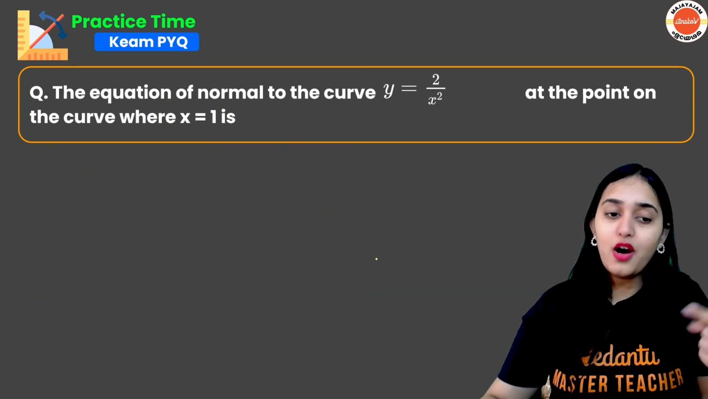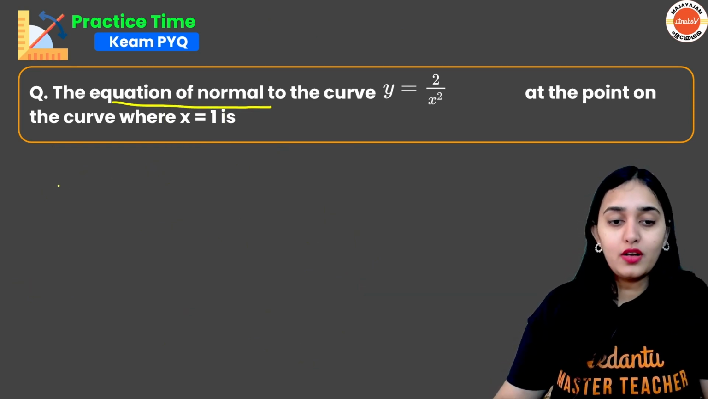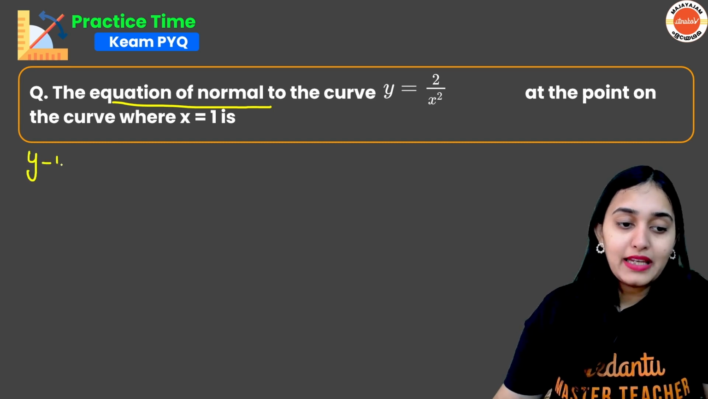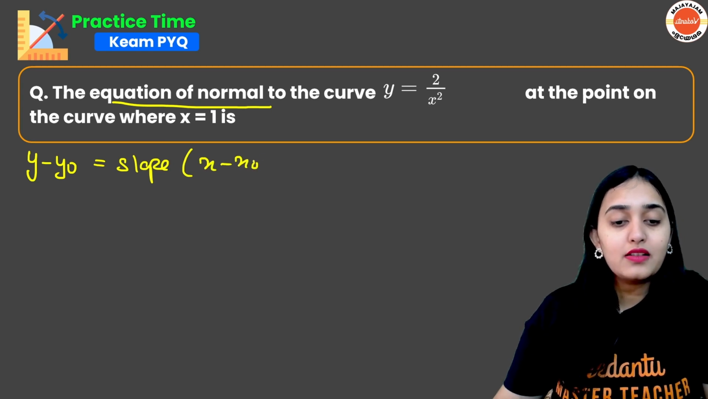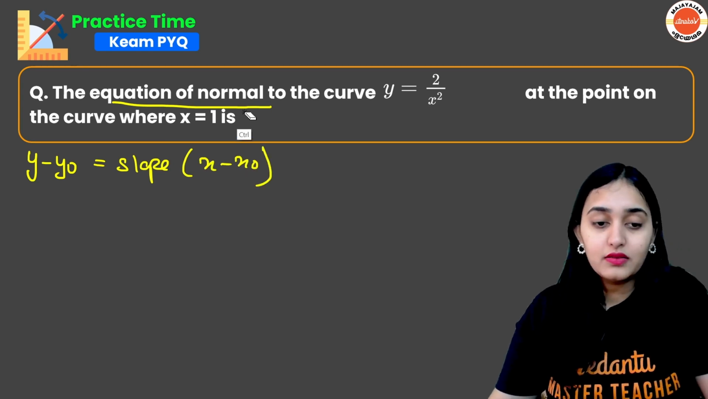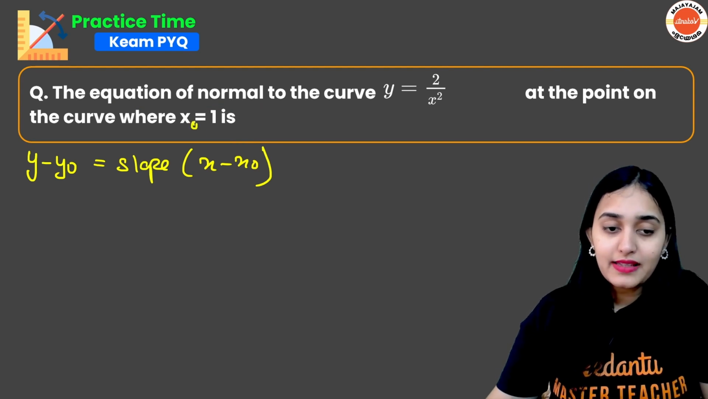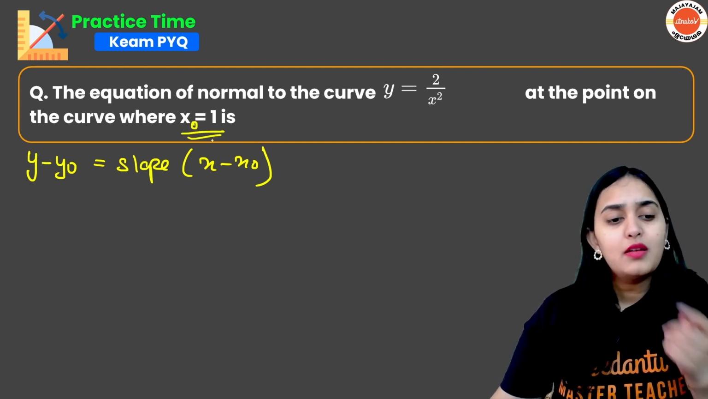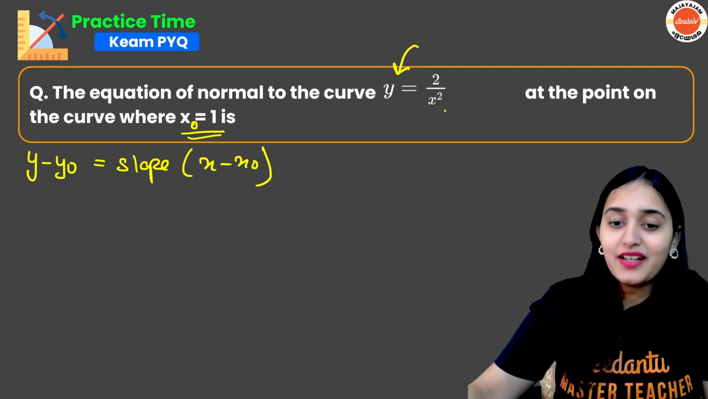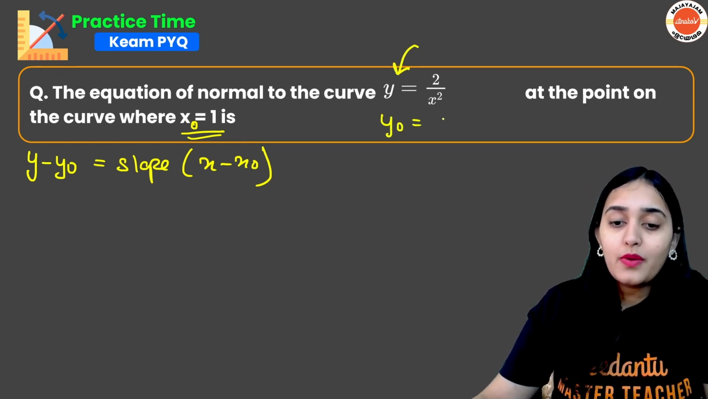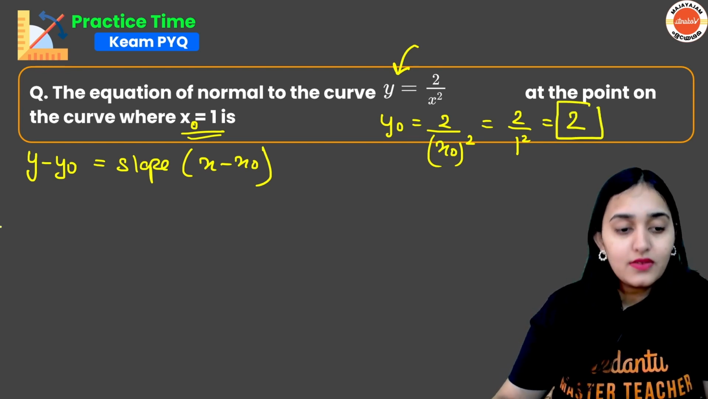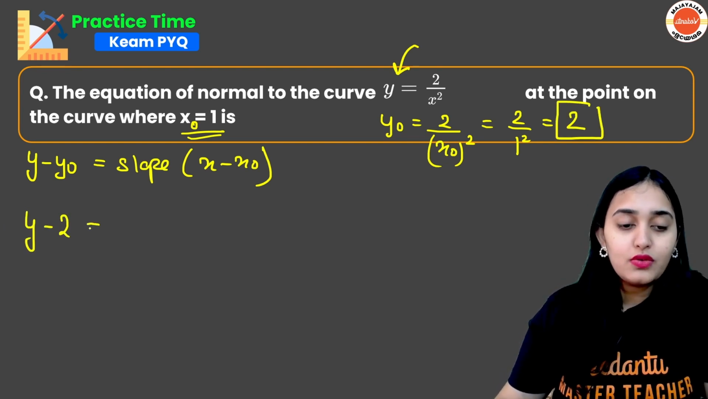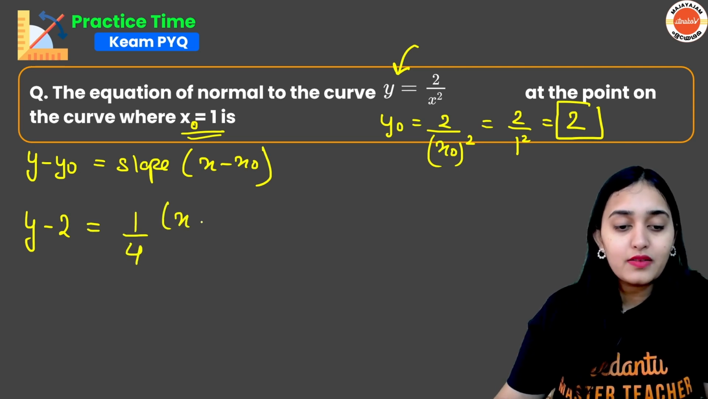Got it? Now, we find out equation of the normal. Equation of the normal is y minus y naught is equal to slope into x minus x naught. Now, what is x naught here? It is given 1. But what is y naught? We get it from here. Now, y naught will be equal to 2 upon x naught whole square. So, 2 upon 1 whole square is 2. So, y naught is 2. Now, put it here. Y minus 2 is equal to 1 by 4 into x minus 1.